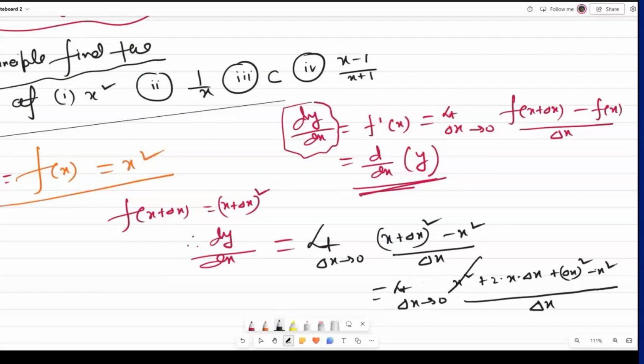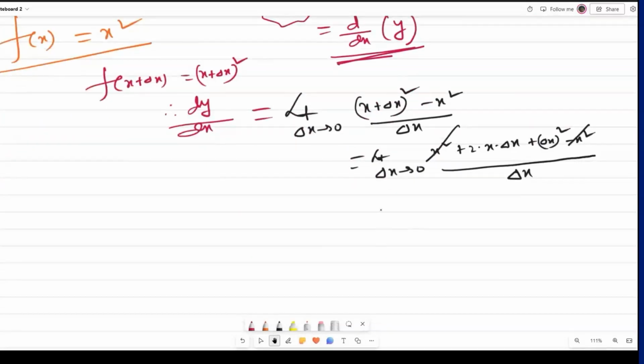So x square is getting cancelled. Yes. When x square gets cancelled, these get cancelled and it is tending to 0, not exactly 0. So you can cancel from numerator and denominator. Okay, another thing is there.